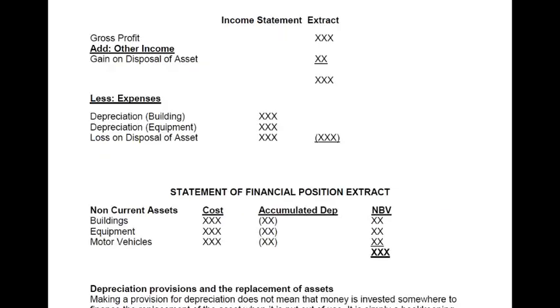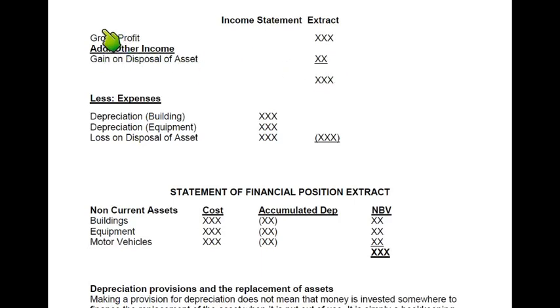Then lastly, in examination questions, sometimes the examiner asks you to make an income statement and statement of financial position extract. Now let's see what these are. If you have already learned how to prepare an income statement, this is very easy. Depreciation is an expense for the business. So all depreciations come under the heading of expenses. Similarly, whenever we sell a non-current asset for less than book value, there is a loss on that non-current asset, and the loss always comes as an expense in the income statement. Similarly, if we sell the asset at more than its net book value, there is a gain, and the gain comes under the other income heading.